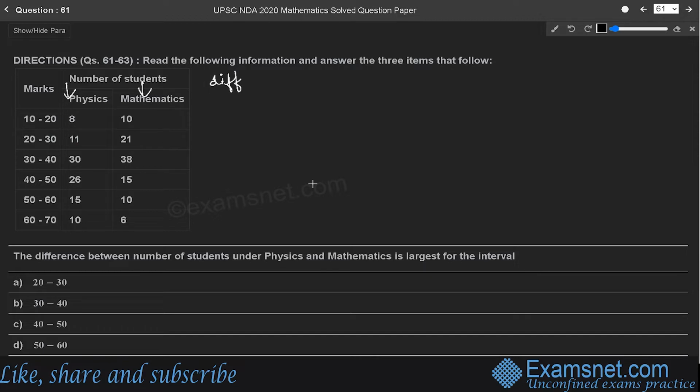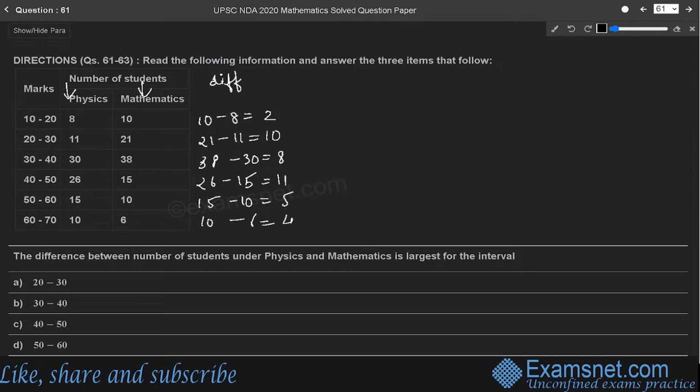So the difference will be 10 minus 8, which will be 2. Similarly 21 minus 11 is equal to 10. 38 minus 30, 8. 26 minus 15, 11. 15 minus 10, 5. And 10 minus 6 is equal to 4.